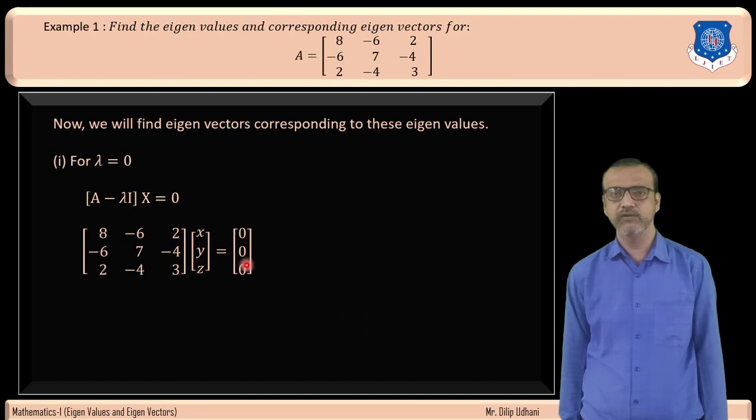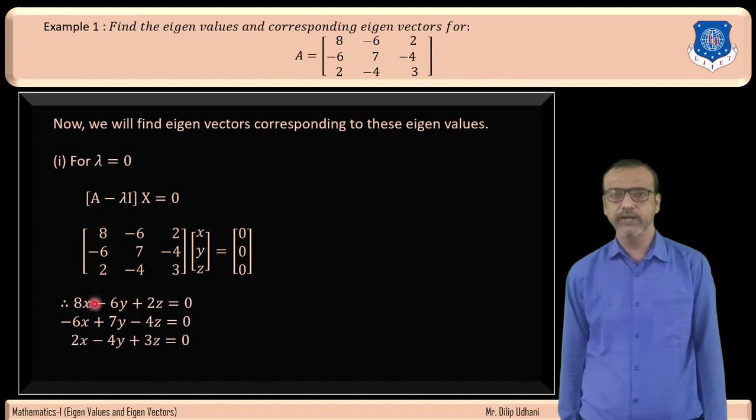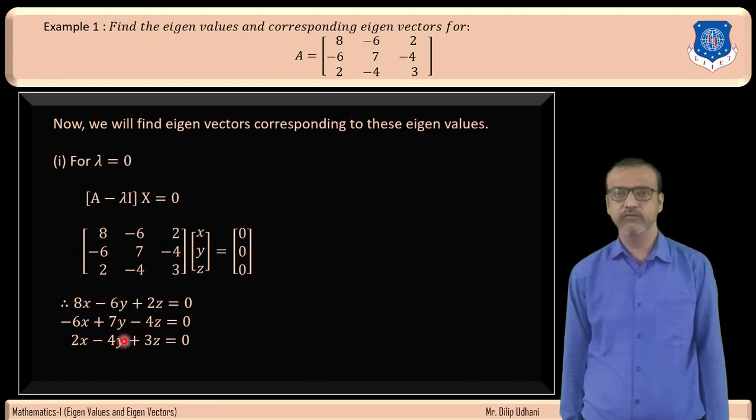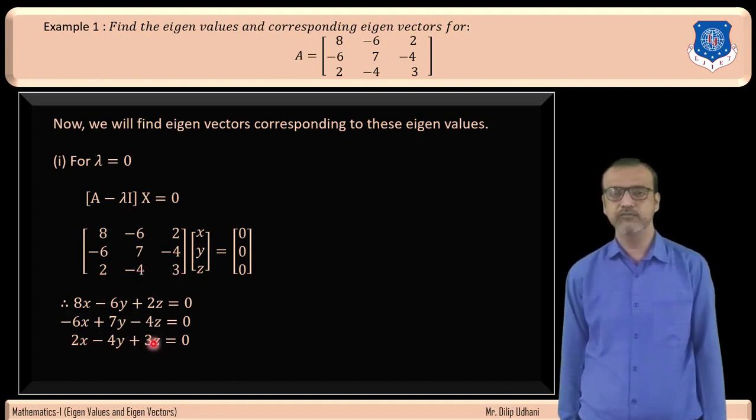Now from here we will write down the system of equations. First equation is 8x minus 6y plus 2z equals 0. Second equation is minus 6x plus 7y minus 4z equals 0. Third equation is 2x minus 4y plus 3z equals 0.